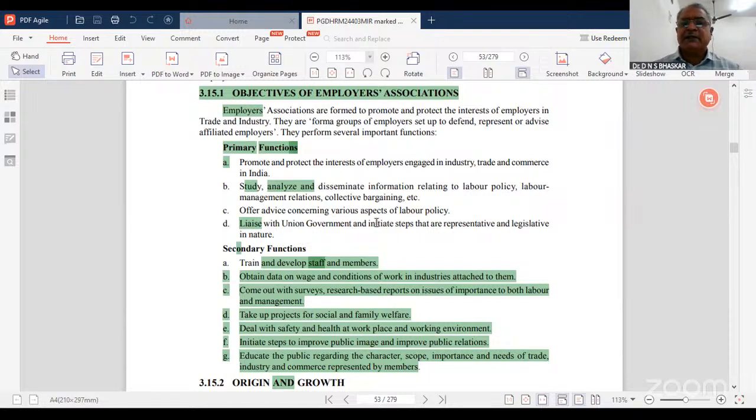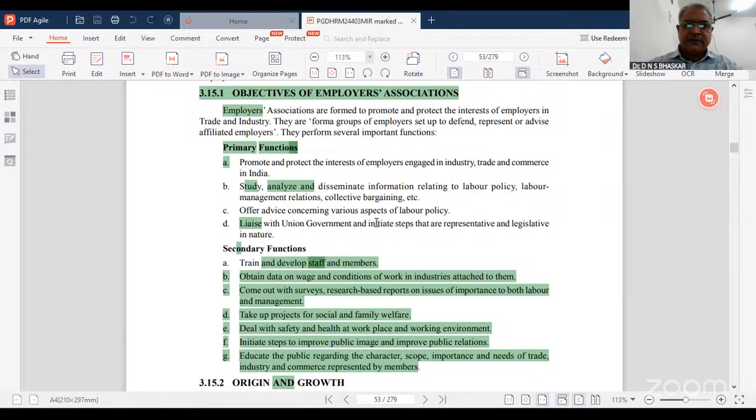What are the primary functions of employers association? This is an important topic that you have to understand. First, promote and protect the interests of the employers engaged in industry, trade, and commerce in India. So in every industry, say for example the automobile industry, there are so many firms. In the same way in the textile industry and electronic industry, different employers are there. If they are facing a lot of problems, then in such a case, they promote and protect the employers' interests. Then, study, analyze, and disseminate information relating to labor policies, labor management relations, collective bargaining, and so on.